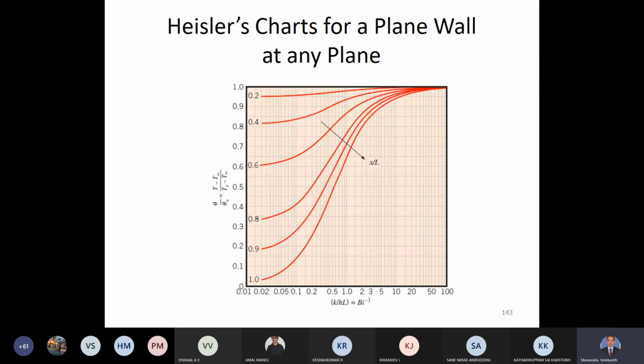So the Heisler chart for a plane wall at any plane, not necessarily the mid plane, that means other than the mid plane, if you want to find out, you have to use this. For this, on the x-axis, you have the Biot number. On the parameter, you have the non-dimensional distance. On the y-axis, you have the temperature difference ratio. So again, knowing the Biot number, you can drop a vertical line, and here we can read it like this. So this is how you will use these equations.